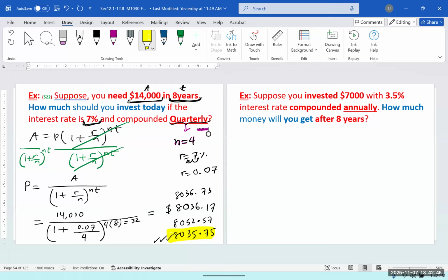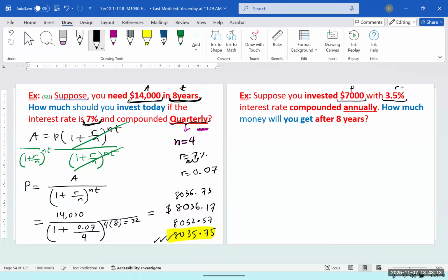Okay, so, oops. Come on, it's not this way. Now, this $7,000, what is the $7,000? P. A is the future amount, what you're going to get after 8 years. So you're investing today, which is your current money, your present money, your principal.